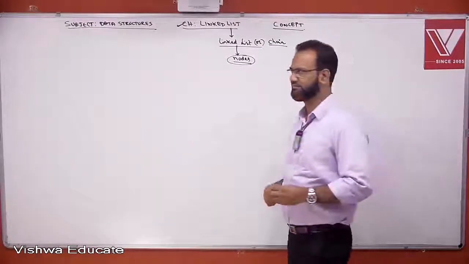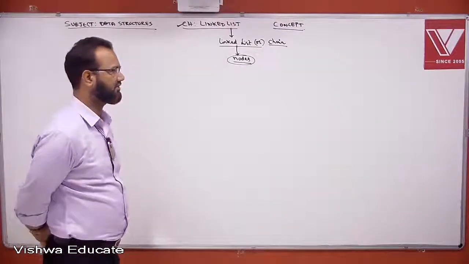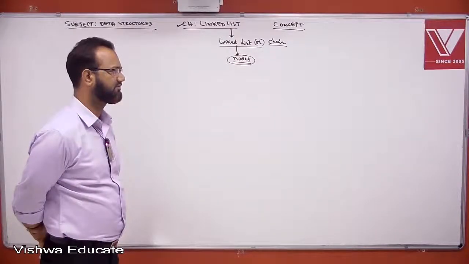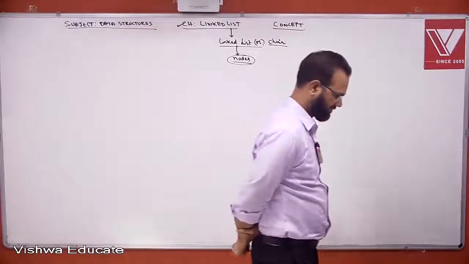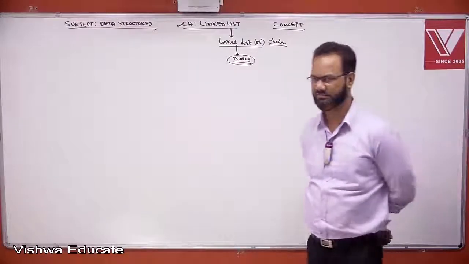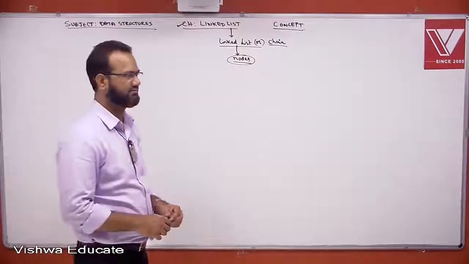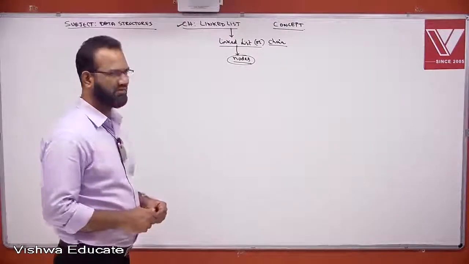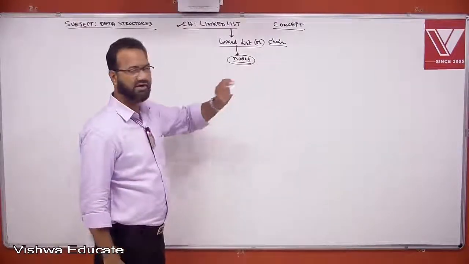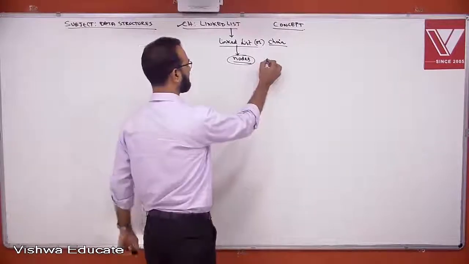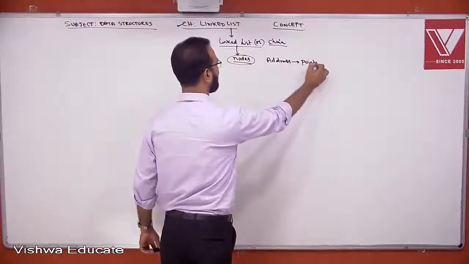A linked list is a collection of nodes where each node stores the address of another node in the list. Whenever there comes a concept like address, you need to have a pointer. Here also we are considering addresses, so we need a pointer variable.